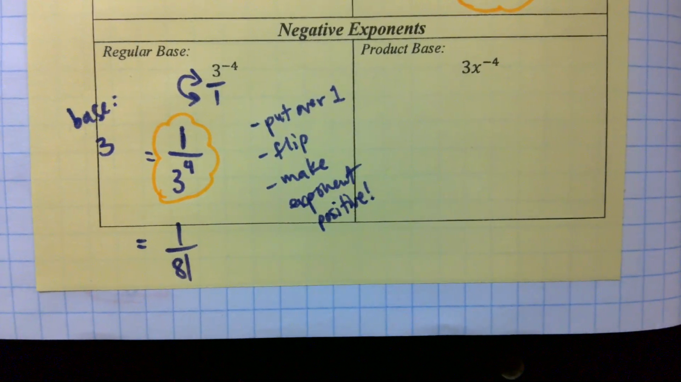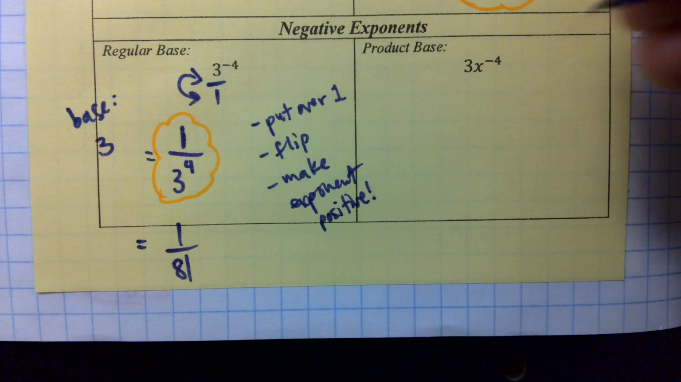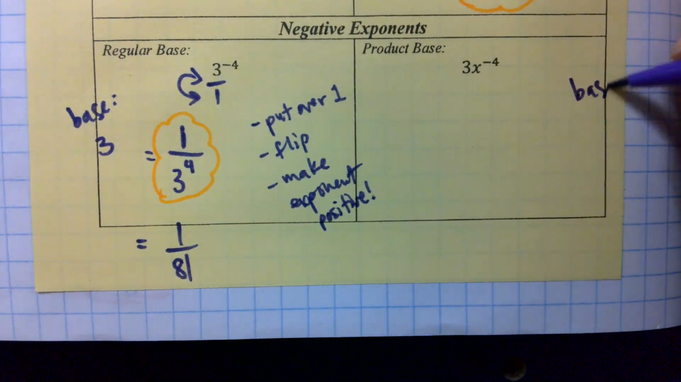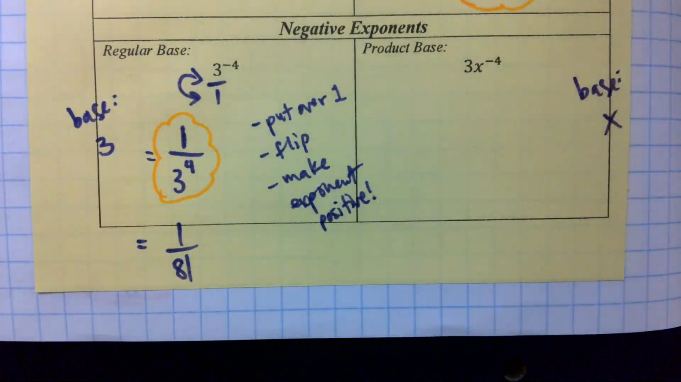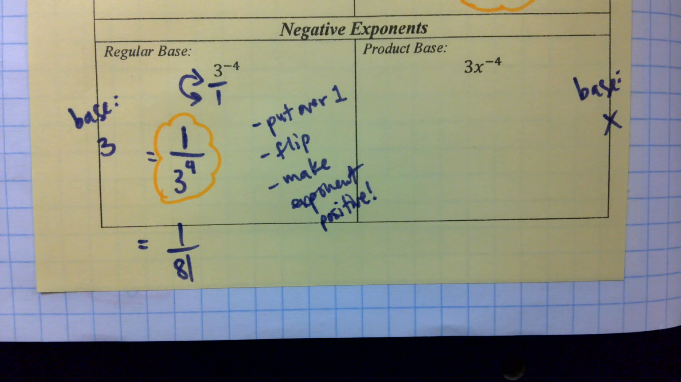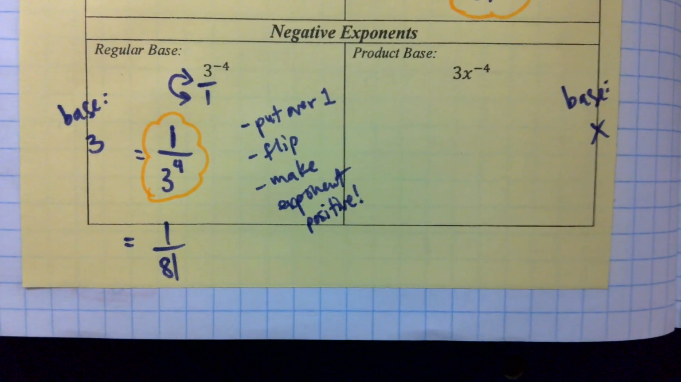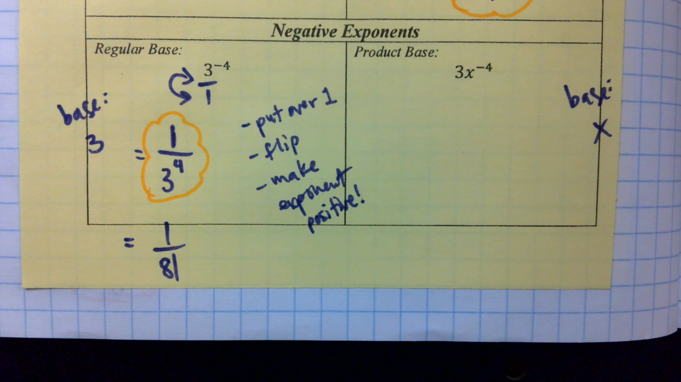And this second one, I don't think we talked about. Maybe we did. What's my base in the second problem? X. Is 3 my base in the second one? No. My base is X. We're going to do the same thing. We're going to put it over 1, we're going to flip it around, and we're going to make the exponent positive. Okay? What are we going to put over 1, though? X. We're going to put X over 1.